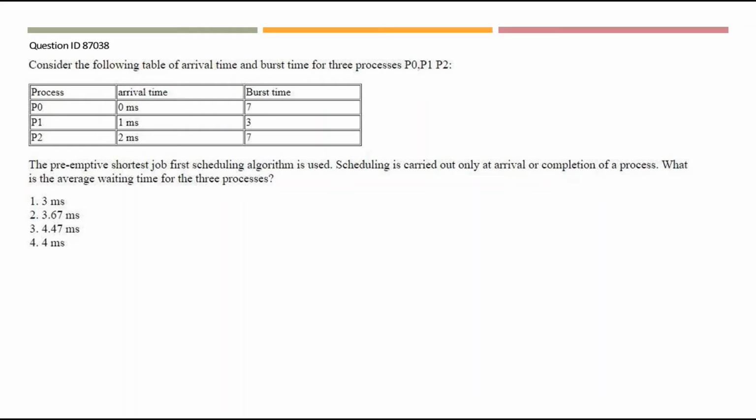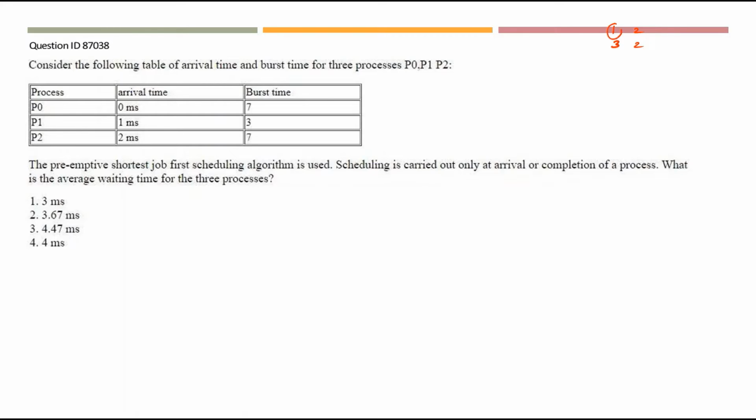Next question. Consider the following table of arrival time and burst time for 3 processes P0, P1 and P2. The preemptive shortest job first scheduling algorithm is used. So whichever job is having least or short burst time will be executed. They have used the term preemptive. It means you can take 2 processes. One process is coming with 3 burst time and the second process is coming with 2 burst time.